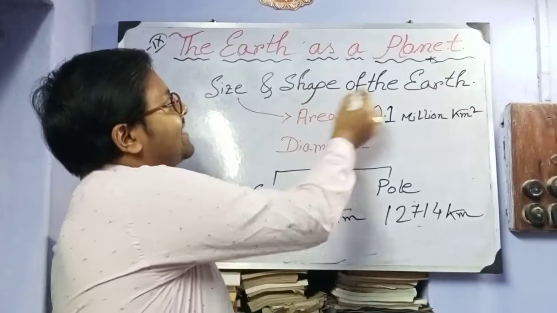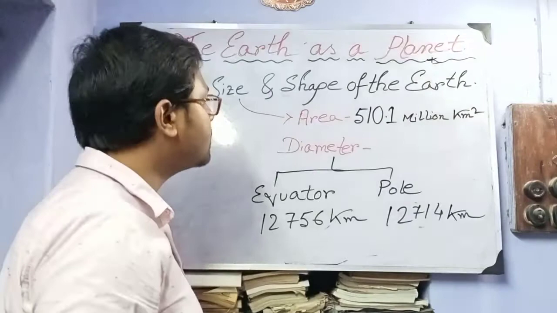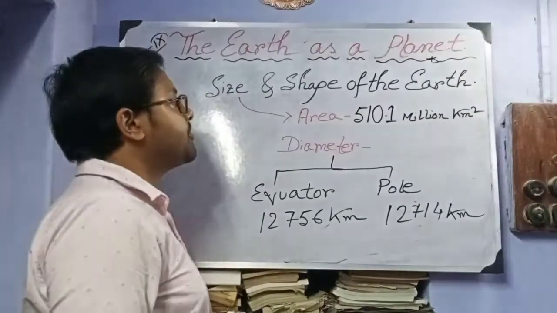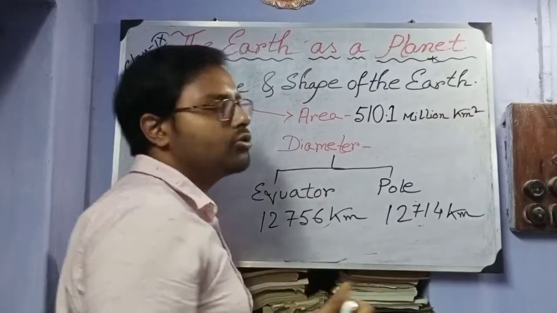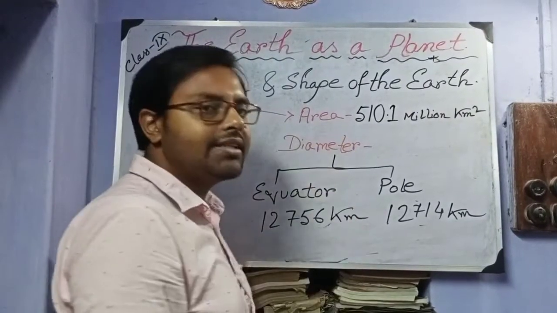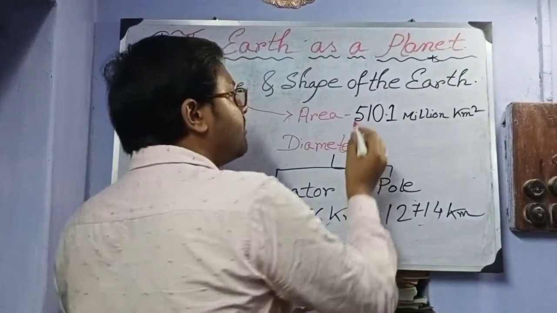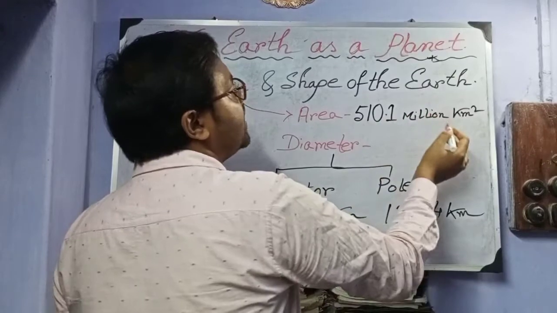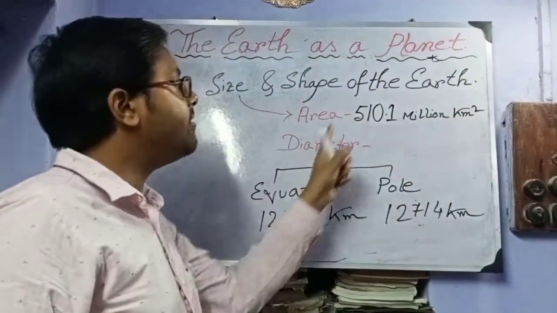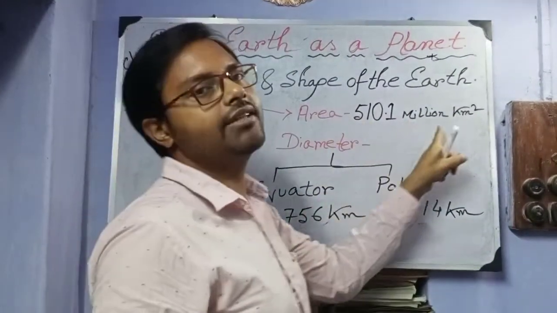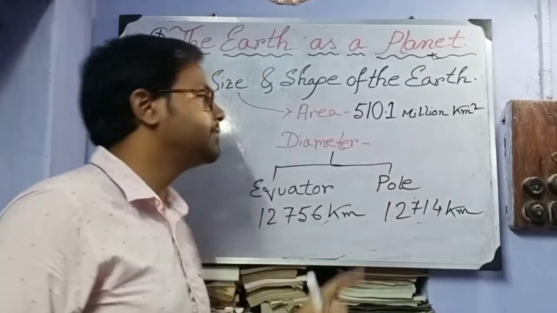Next topic, size and shape of the Earth. What is size? Size has two types. Its area: what is the area of the Earth? That is 510.1 million square kilometers. 510.1 million square kilometers is the area of the Earth.